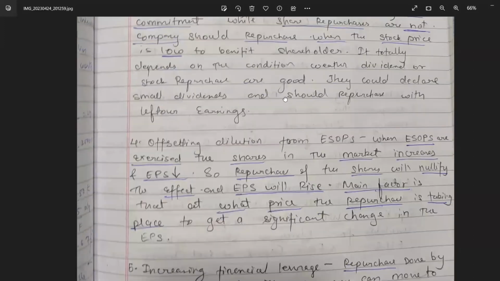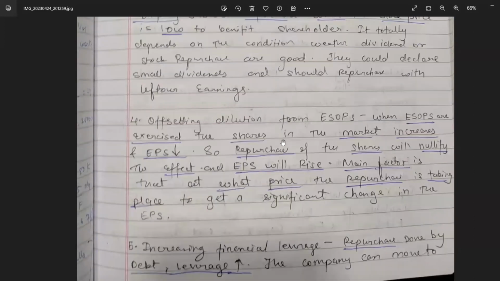The fourth one is offsetting dilution from ESOPs. Suppose the company generally grants 10% as ESOPs to its employees. If the ESOPs are exercised, then the number of shares outstanding in the market will increase and the EPS will fall. So the company will try to offset this ESOP dilution by repurchasing shares and bring the EPS back to the previous state.